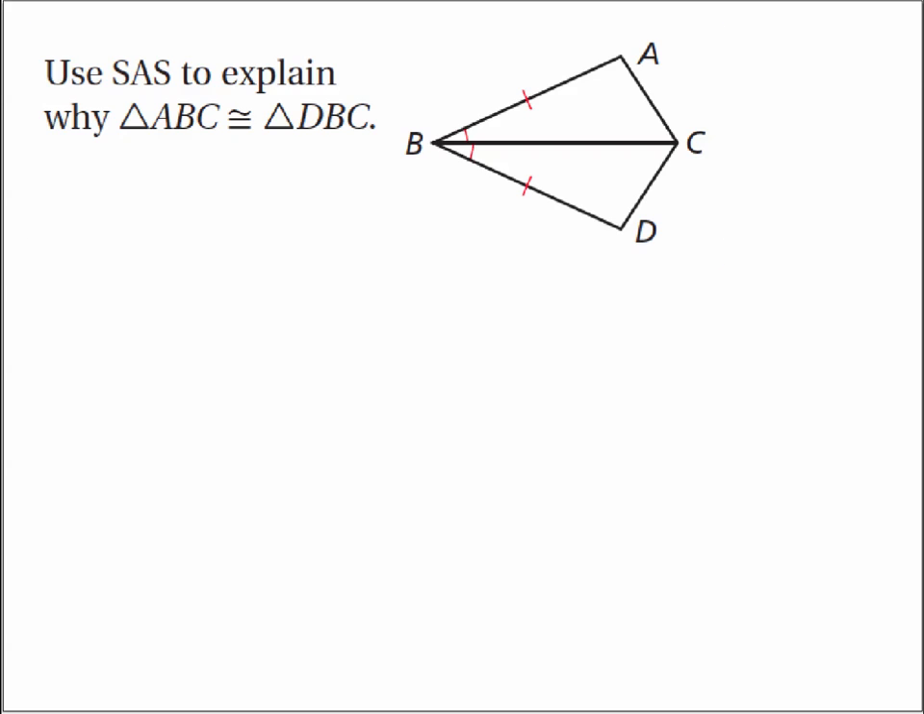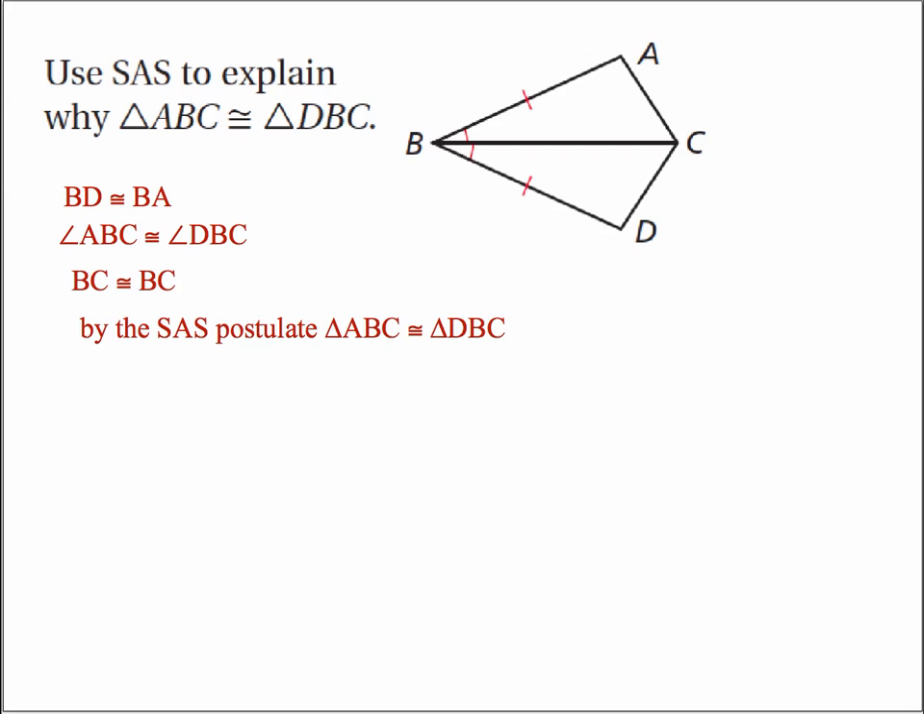So the way that we would organize this is we would say, since BD is congruent to BA, that's the first part, angle ABC is congruent to angle DBC, and finally, BC is congruent to itself by the reflexive property. So by the side angle side postulate, the two triangles are congruent.